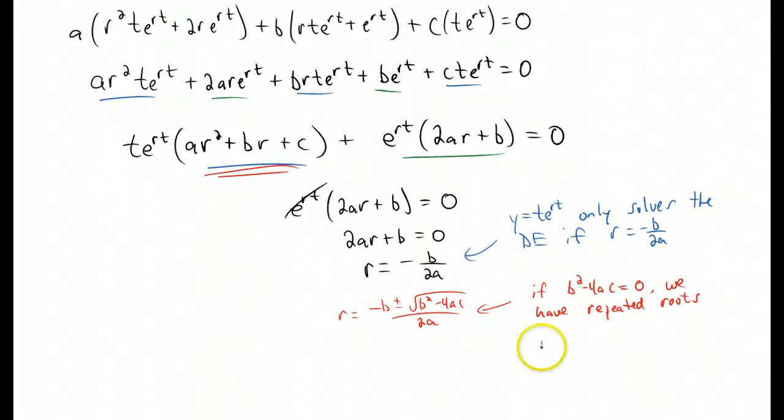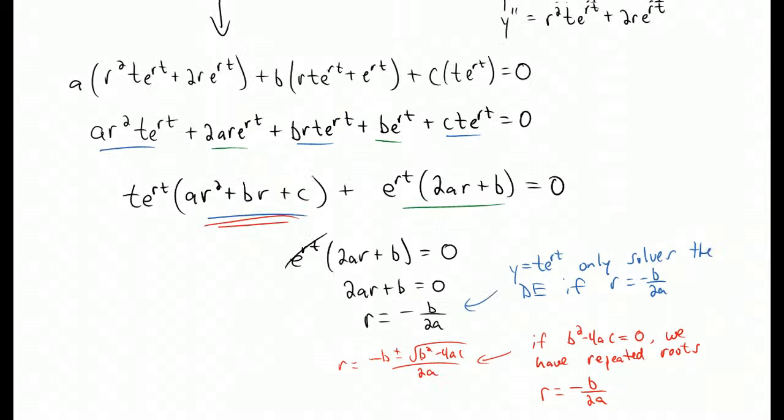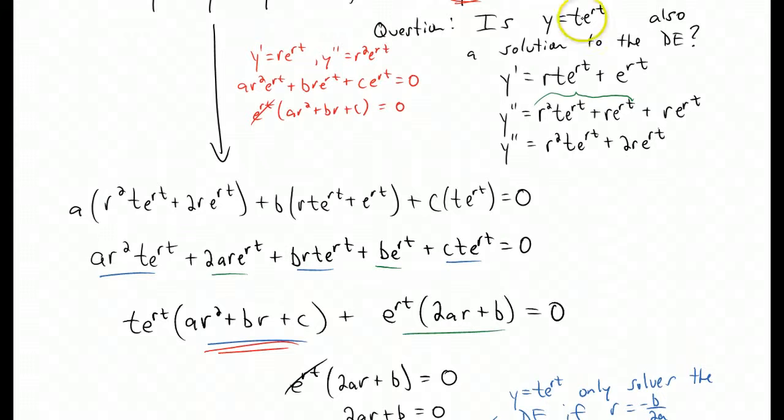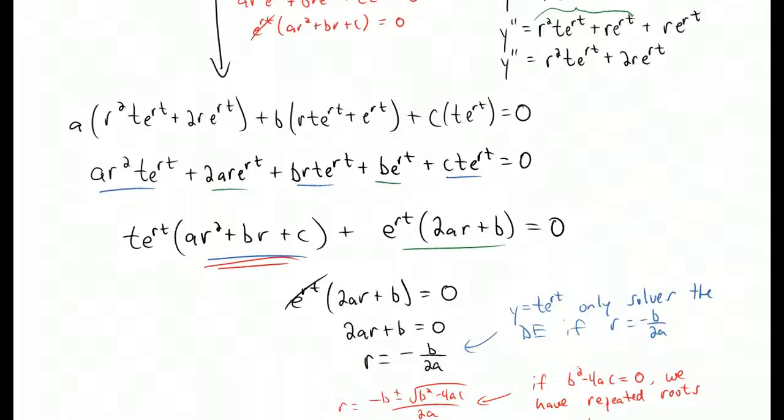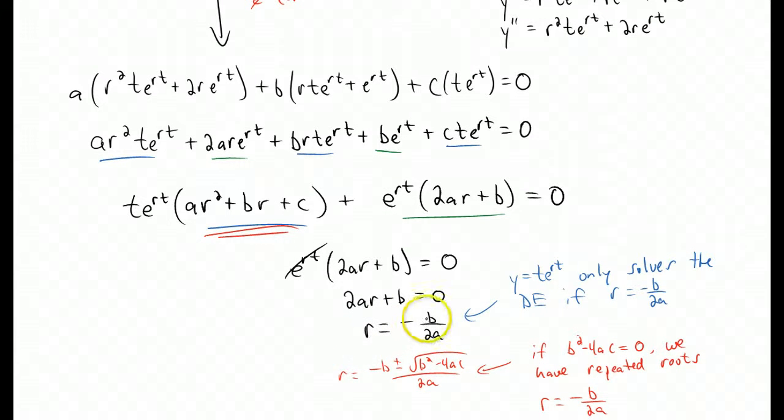And what are those repeated roots? Well, r is negative b over 2a. So wait a minute. We just decided that t e to the rt is a solution to our original differential equation only when the root is negative b over 2a. Well, that's the exact case that we have when we have repeated roots. Whenever we have repeated roots, we do get r is negative b over 2a.